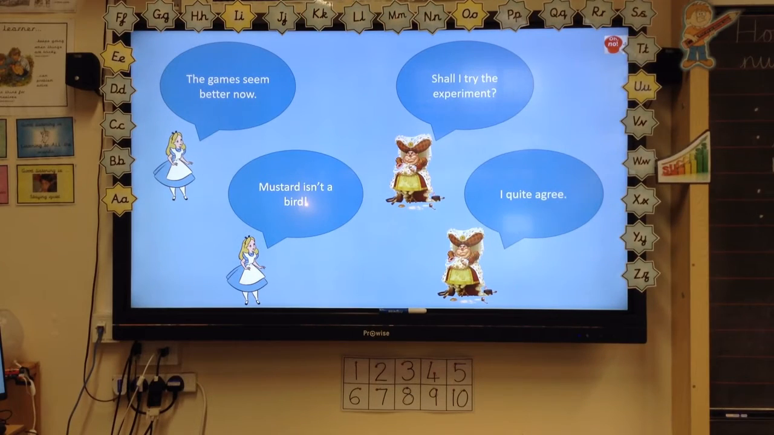Now it's your turn. Look on the screen, I have put 4 speech bubbles where either Alice is saying something or the Duchess. Pause the video so you can copy the speech bubbles, and you're going to have a go at writing them into correctly punctuated dialogue.